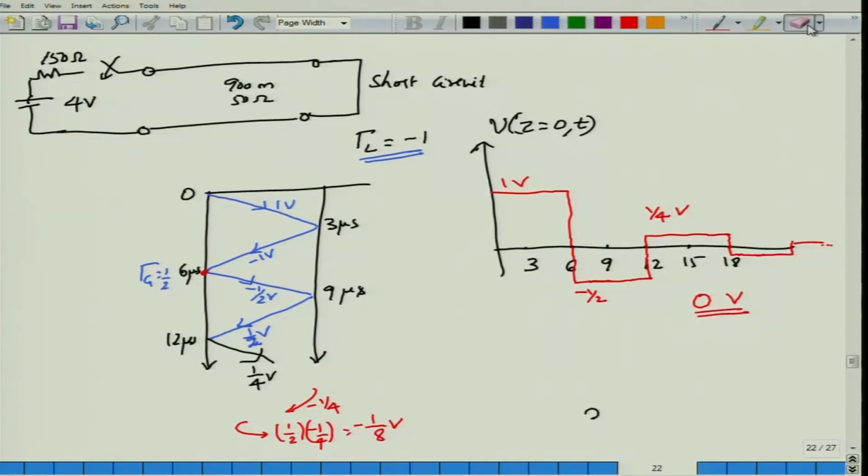Does this make sense, this steady state voltage of 0 volt? Yes, of course it makes sense, because you have a short circuit at the load side and the voltage at the short circuit will be equal to 0. Again you will see that because gamma L has become negative, there is an underdamped or oscillatory kind of behavior.